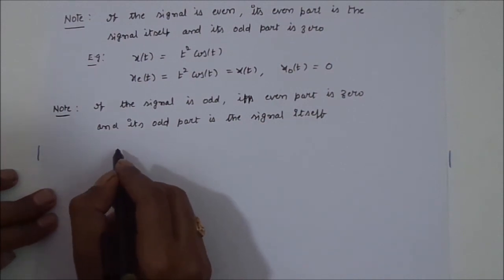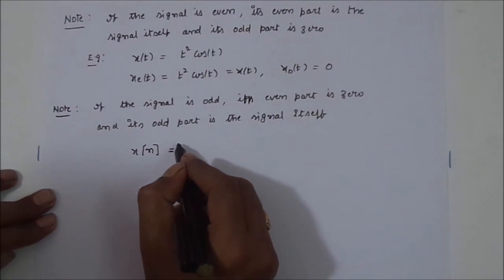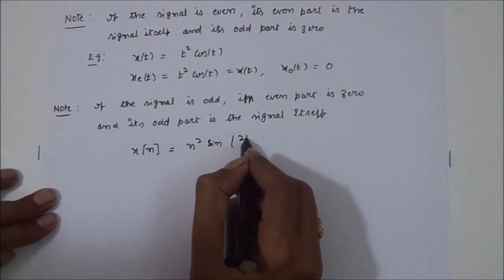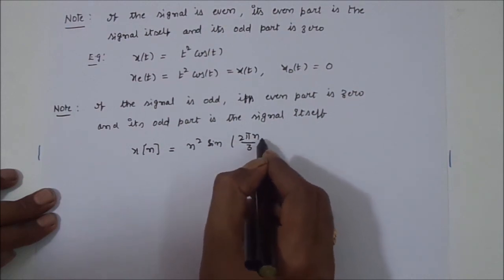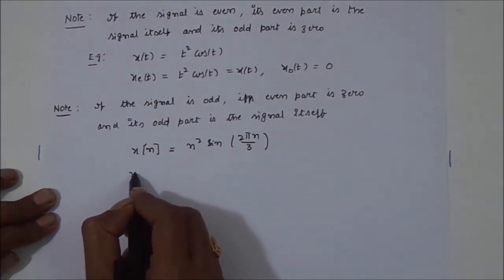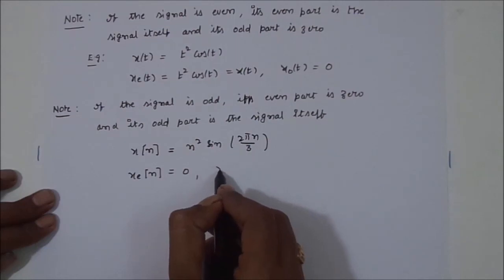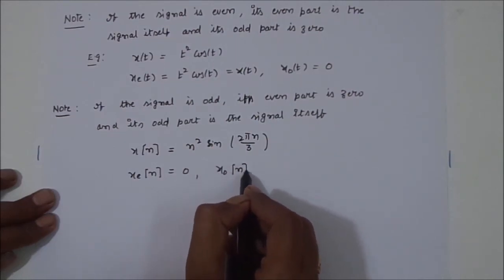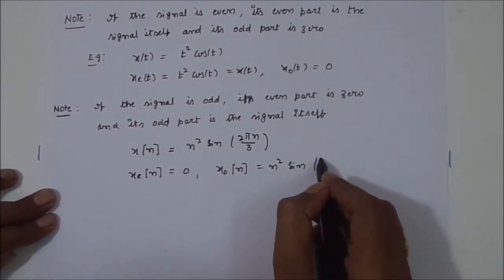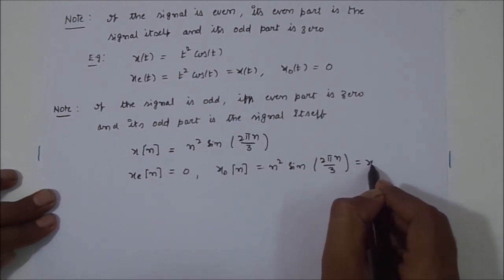Let us take x of n to be equal to n square into sine of 2 pi n by 3. Clearly the signal is an odd signal, so its even part is 0 and its odd part will be equal to n square into sine of 2 pi n by 3, which is nothing but the signal itself.